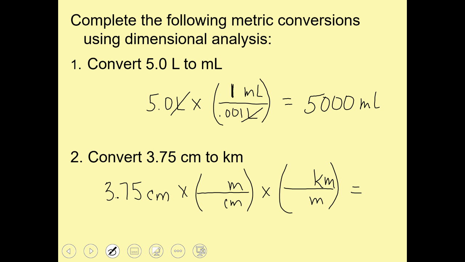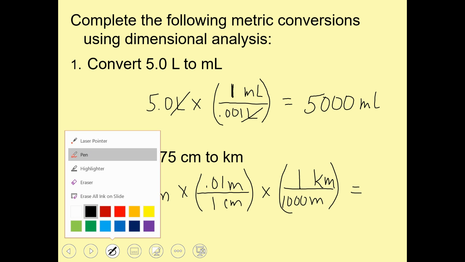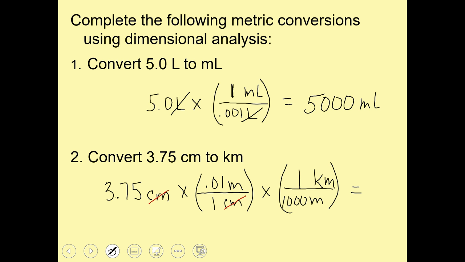On my metric chart, it gives me the equalities. Remember, top and bottom of a factor have to be equal. I know that a kilometer is 1,000 meters. And I know that a centimeter is 1 times 10 to the negative 2, or 0.01 meters. Now I'm in a situation where my units will divide out.